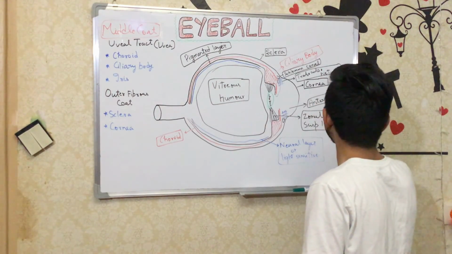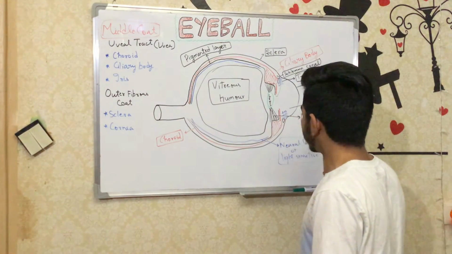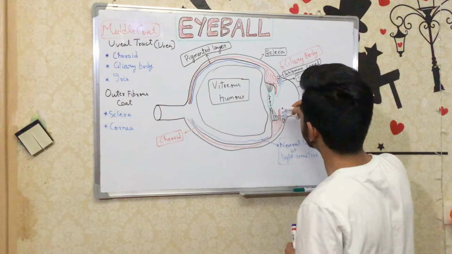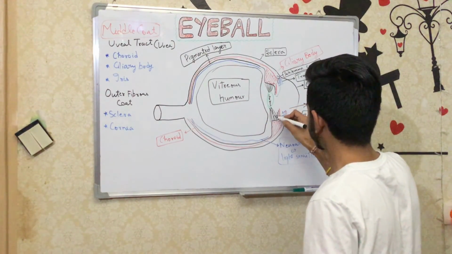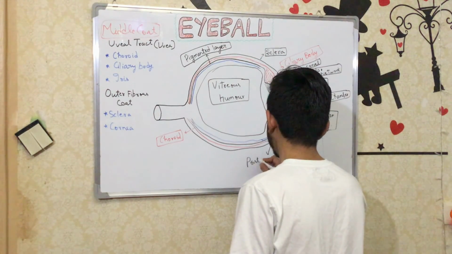This portion is the anterior chamber, between the iris and the cornea, and the portion between the iris and the lens is the posterior chamber. So this portion is the posterior chamber.